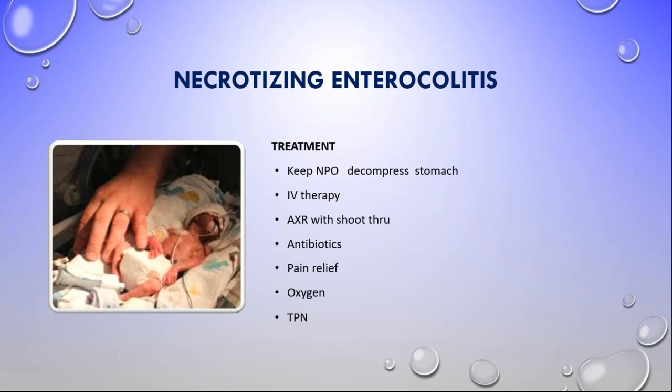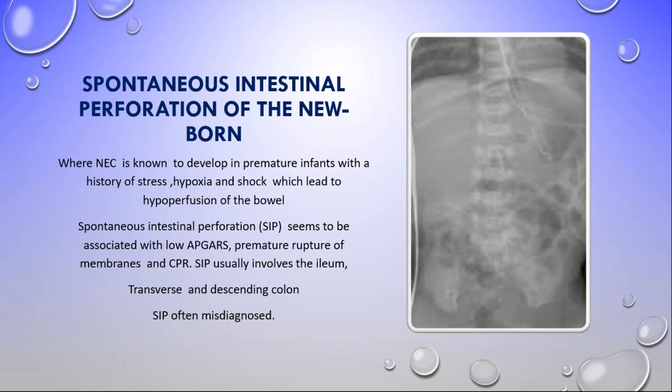Then we have something called SIP, or spontaneous intestinal perforation of the newborn. Now, previously, this used to fall under the NEC group, but it isn't that. It is different. So where NEC is known to develop in premature infants with a history of stress, hypoxia, and shock, which leads to a hypoperfused bowel, spontaneous intestinal perforation, or SIP, seems to be associated with low APGARs, premature rupture of membranes, and CPR.